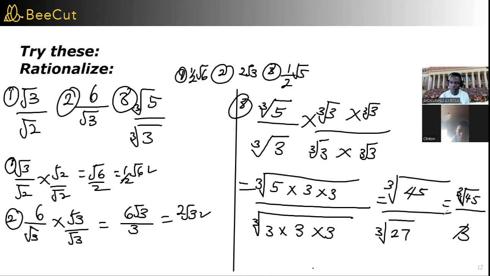So you understand now? Yes, sir. That's going to be cube root of 45 all over 3. That is 1/3 of cube root of 45. You understand? Yes, sir. Since our denominator is free from roots, put it down so we can do other examples.